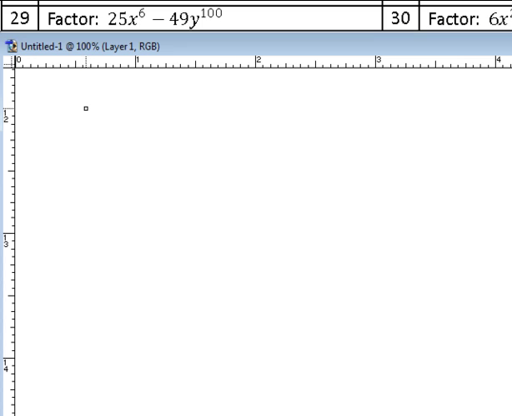Okay, number 29, we have 2 terms subtracted. We have a difference of 2 terms, and they are both perfect squares because 25 and 49 are both perfect squares, and these exponents are even. So each term is a perfect square, so we have a difference of 2 squares. All right, so we'll factor this like a difference of 2 squares. Well, let's first write it as a difference of 2 squares.